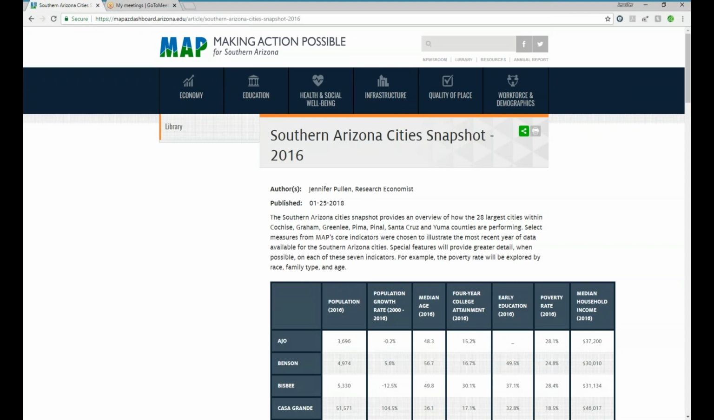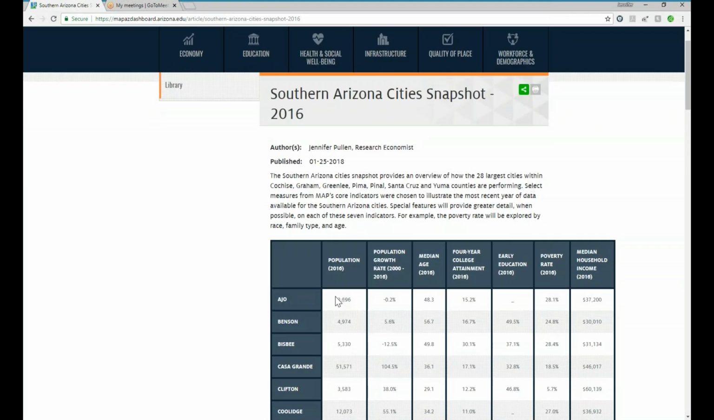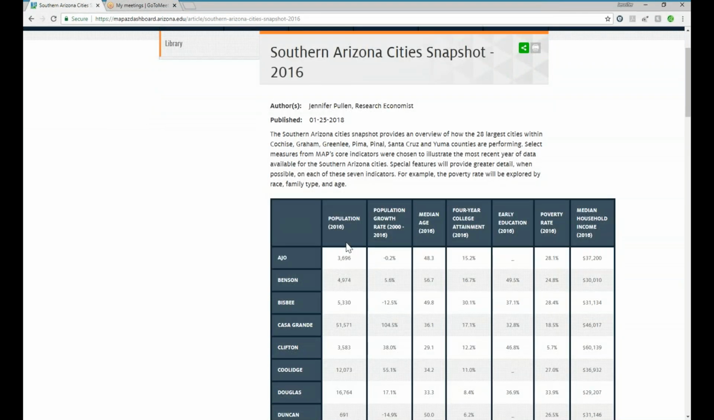So let's start here at the snapshot, and this is going to provide you a great place to go for some of that more top level information at the city, town, or place level in Southern Arizona. So we look at population. This is the total population in 2016, the growth rate between 2000 and 2016, the median age, the 4-year college attainment rate. So this is those that are 25 years and older that have a bachelor's degree or better. Early education, this is the percentage of 3- and 4-year-olds that are attending an early education program in Arizona. Poverty rate, and then median household income.